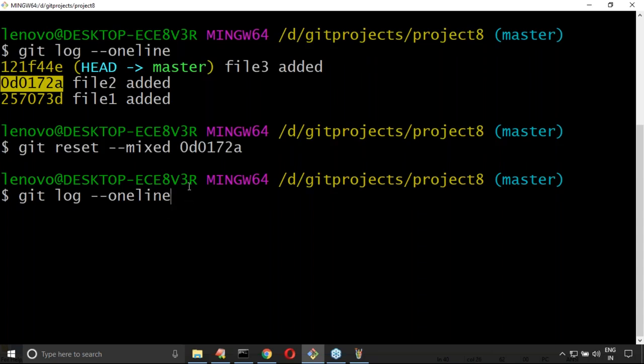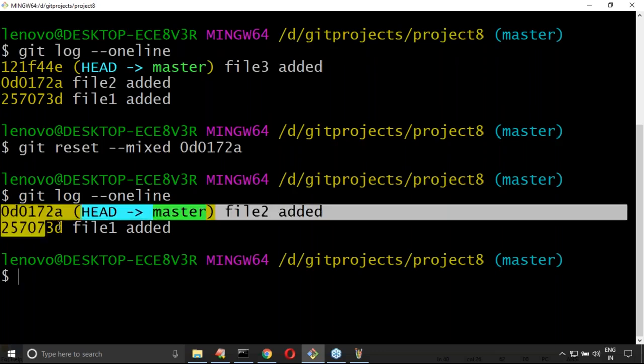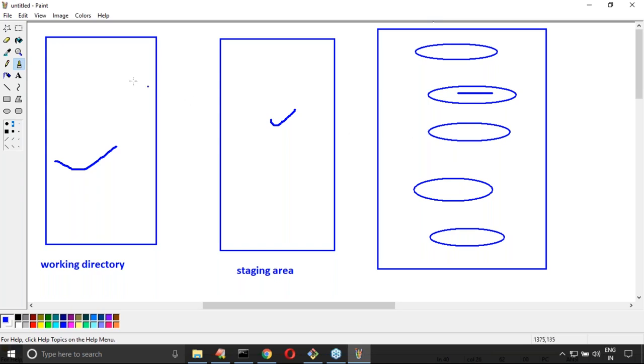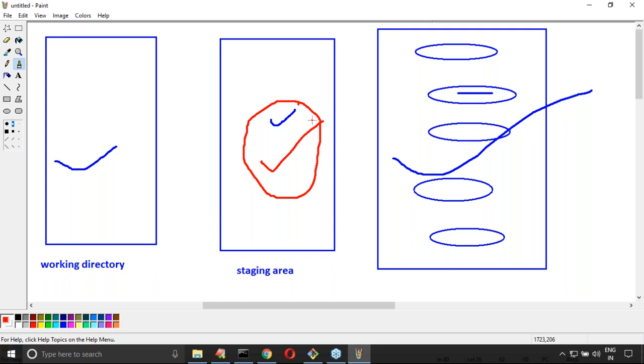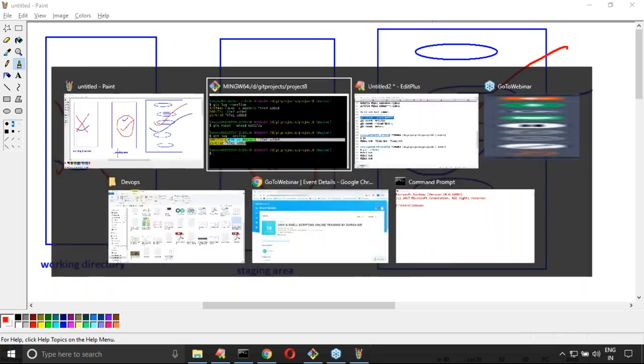Now observe carefully. Is it correct or not? So was the last commit removed or not? Yes, it's already removed. Now my question is, it is removed from the repository. Will the corresponding files be removed from the staging area or not? Yes. But from the working directory, it won't be removed. So it is removed in the repository and staging area, but not in the working directory.